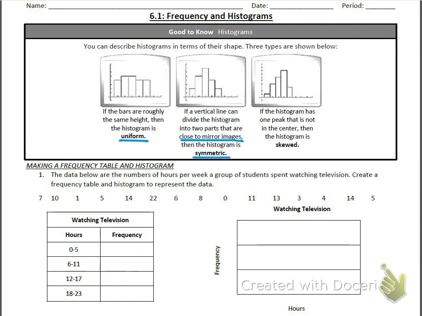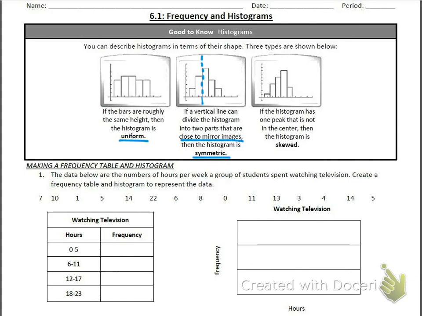Okay. So on this one, we would draw a vertical line right here. It does not have to be exactly in the middle. And if we folded it over, does it look pretty symmetric? Yeah. So then we would call it symmetric.